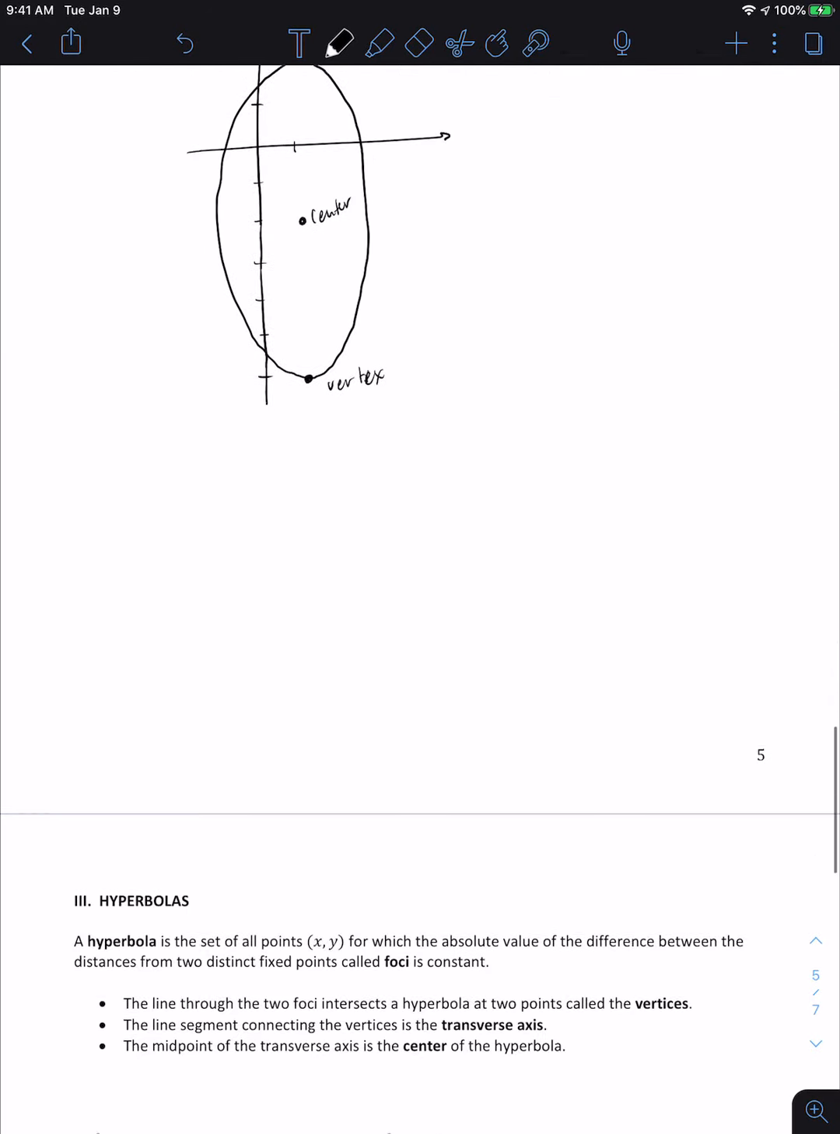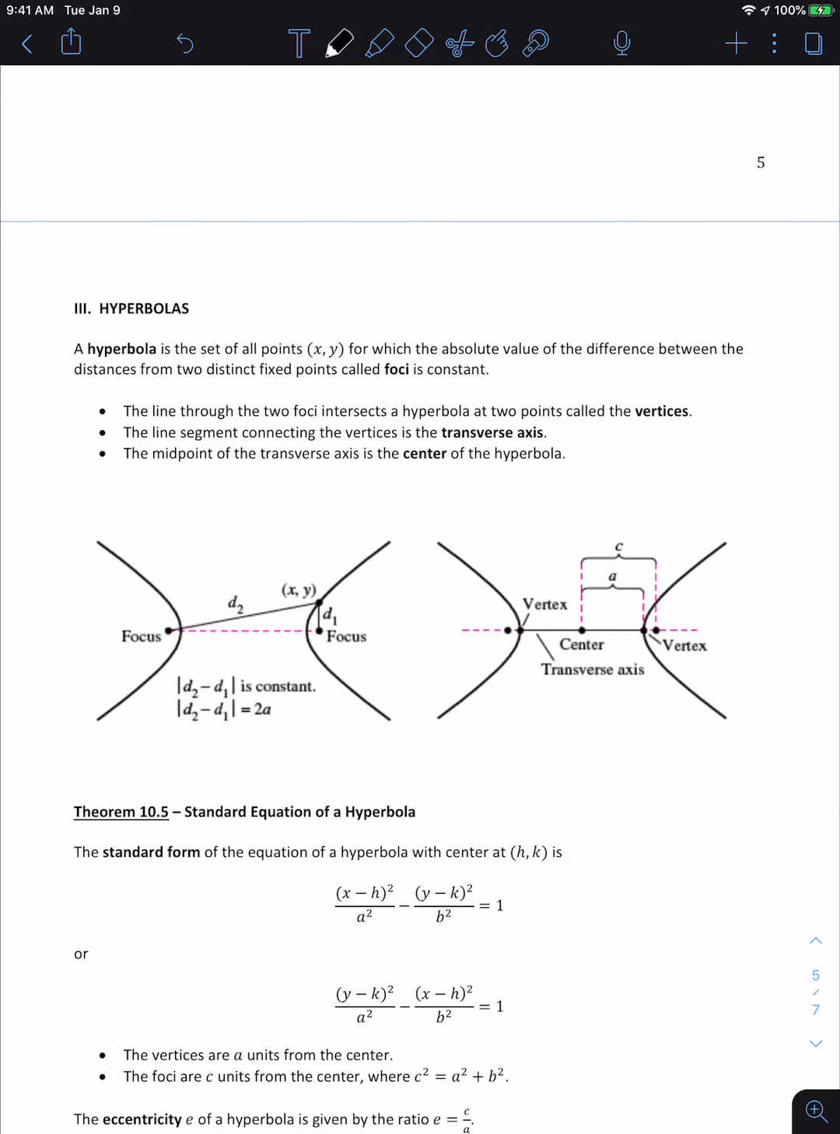Okay, so in the next video, we will look at hyperbolas.